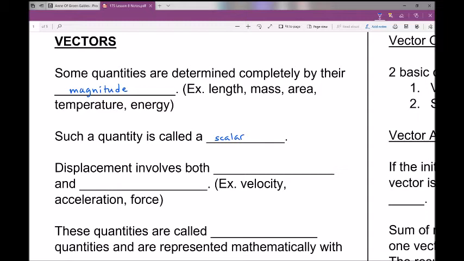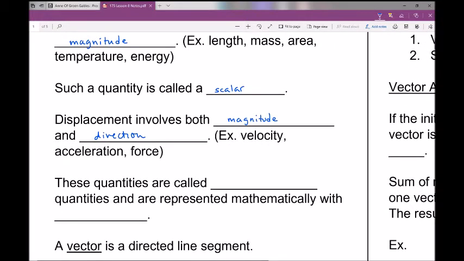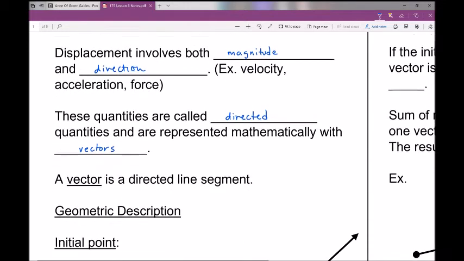But if you think about something like displacement, it involves both a magnitude and a direction. So if you think about velocity, you could go either forwards or backwards. So you might have something positive or negative. Acceleration's kind of the same way as is force. So these quantities have both a magnitude and a direction, and so we call these directed quantities, and mathematically we can represent these with vectors. So all a vector is, is a directed line segment.